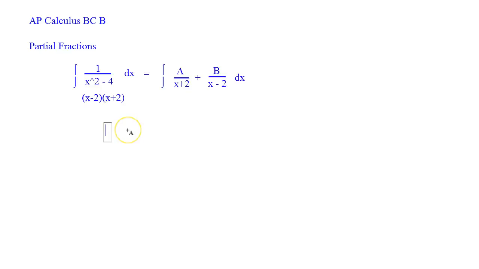When we set up the next part, it should be A times x minus 2 plus B times x plus 2 equals 1. Then you can quickly figure out the other parts. x would be 2 here, so 4B equals 1. So we would end up getting B equal to 1/4, and then A would be equal to -1/4.